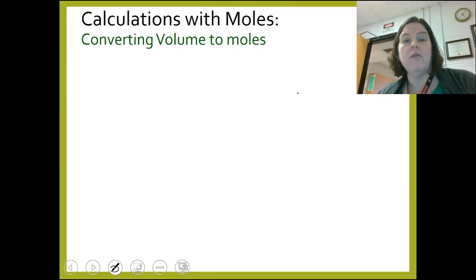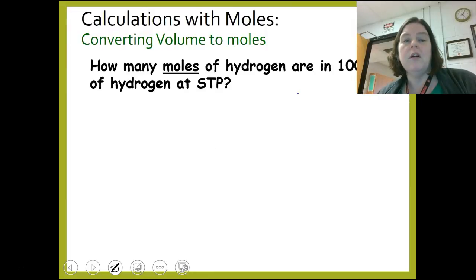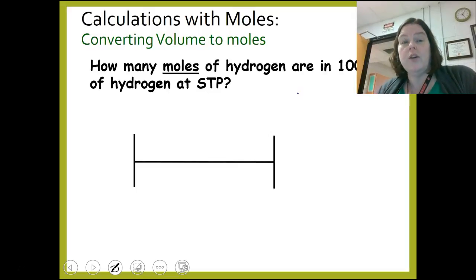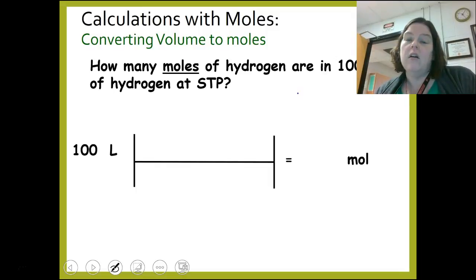So let's look at converting volume to moles. How many moles of hydrogen are in 100 liters of hydrogen at STP? Well, what are we given? We're given 100 liters. I'm sorry, that shouldn't have come up first. 100 liters is our given. What are we finding? We're finding the number of moles. So here we have our conversion bar. Liters go on the bottom.